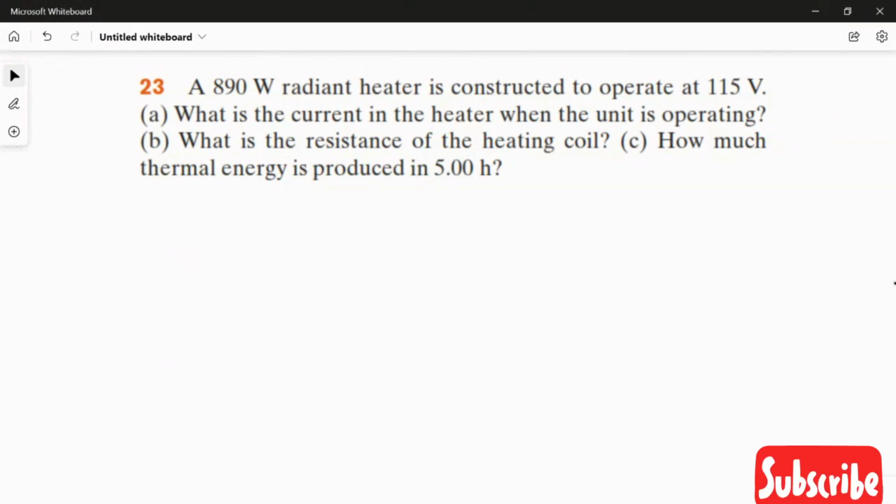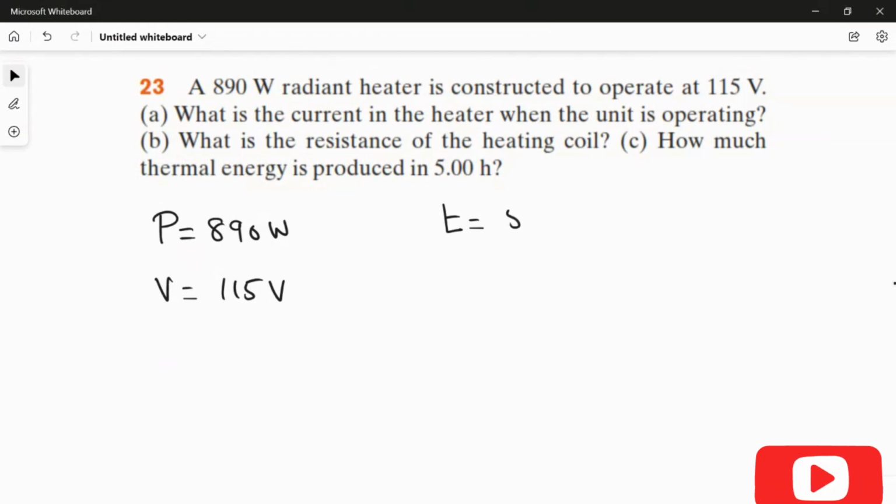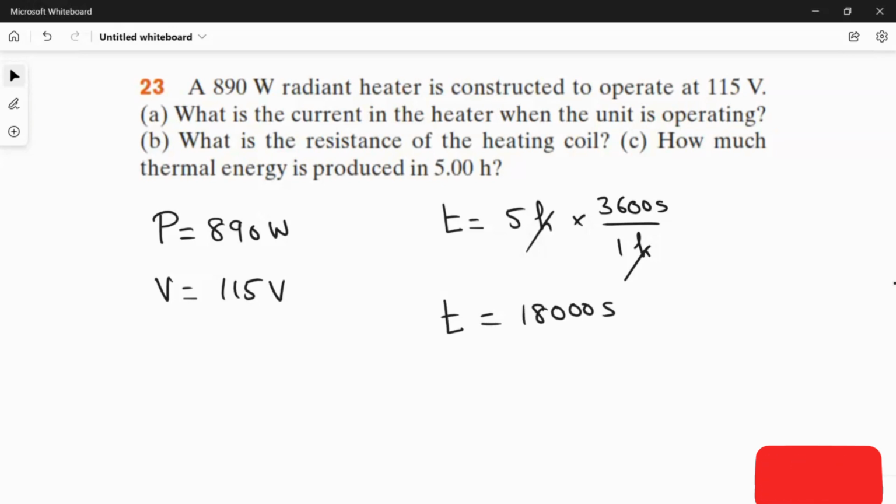So let's rewrite what is given in the question first. They gave the information about the power, which is 890 watts, and the potential, which they mentioned as 115 volts, and also the time, which is 5 hours. Let's convert these hours into seconds. In 1 hour, there are 3600 seconds, so we can cancel hour with hour. We get the time in seconds as 18,000 seconds.